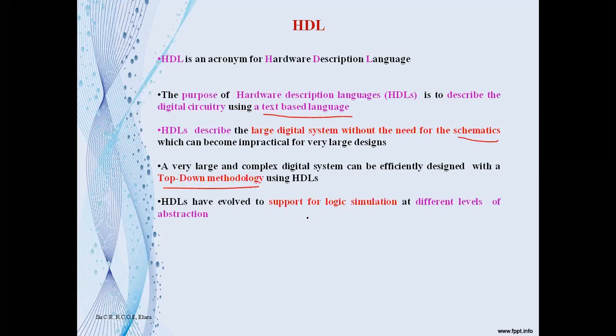One is documentation, whatever circuit you have described can be documented. Then you can test the behavior of the digital system, that is simulation. And you can synthesize the digital circuit. The digital system is described in the form of a text-based language. When the behavior of the circuit is described in code, that code has to be translated to the gate level. That is what we call synthesis.